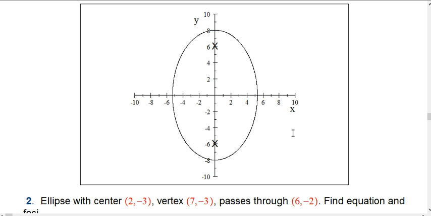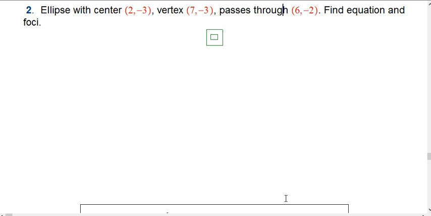Okay, so now let's see. Here's another one. Here's an ellipse with a different center, so it's shifted now. They give us the vertex, and it passes through a point. This is really important: there's no assertion that there's any special point on the ellipse. It's not necessarily related to the vertices or the foci or anything. And in fact, we're going to try to find the foci.